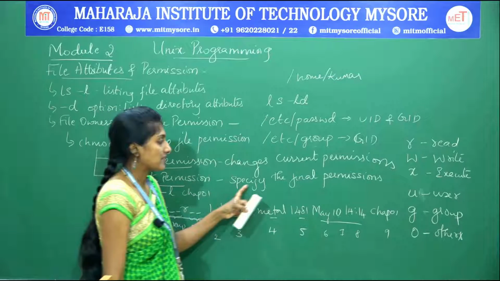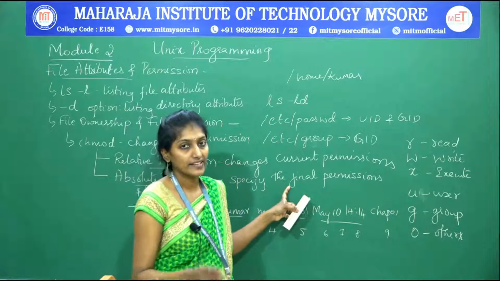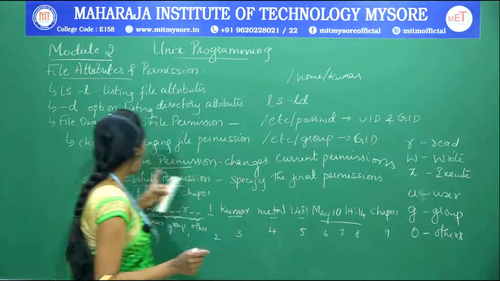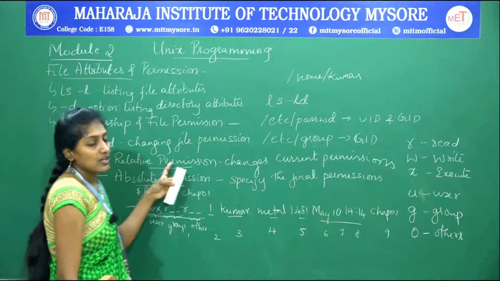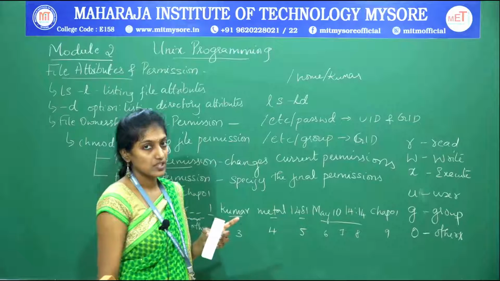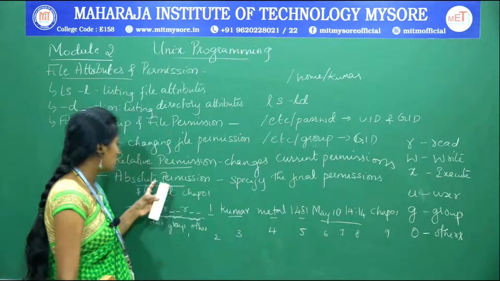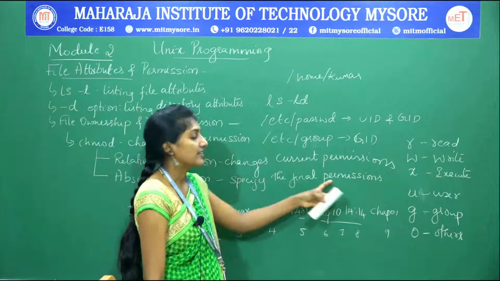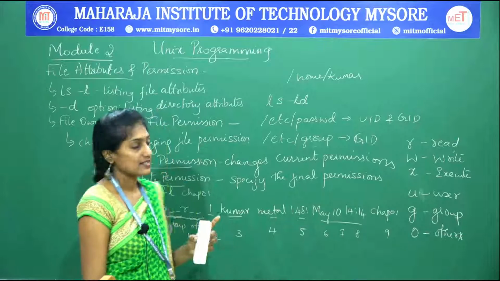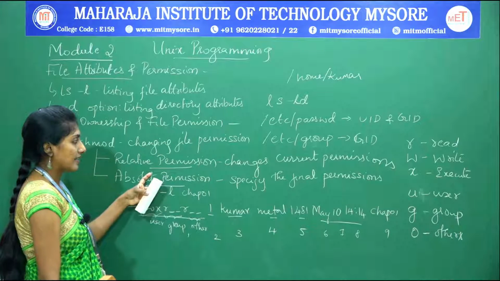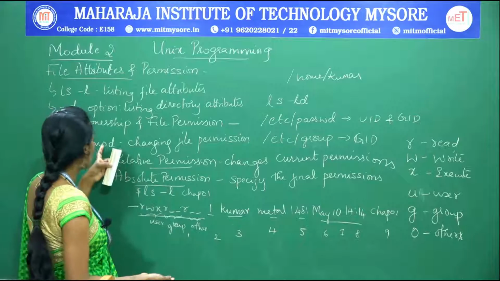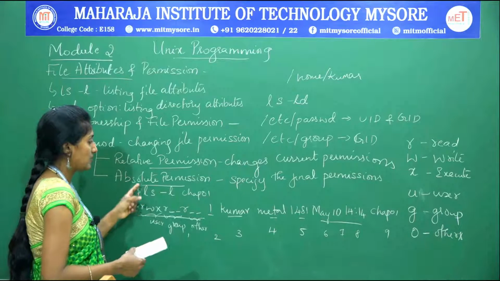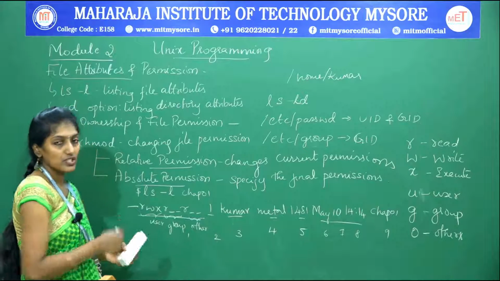Whereas absolute permission specifies the final permission. Once you have provided a file with the permission, it is final and can't be changed once again. In relative mode you can change the permission as and when you want, whereas once you have used the absolute permission for any file, you can't change it. So it specifies the final permission within the Unix file system. These two ways of changing the file permission using chmod have been discussed, and we'll discuss absolute permission and relative permission in today's session.